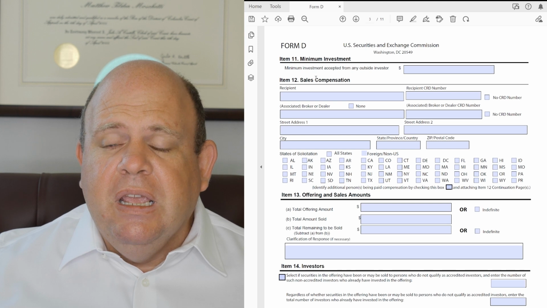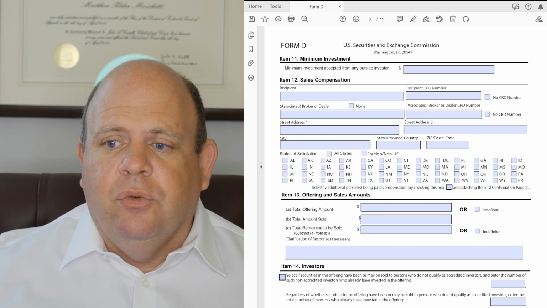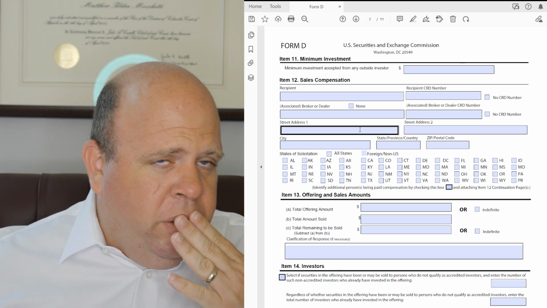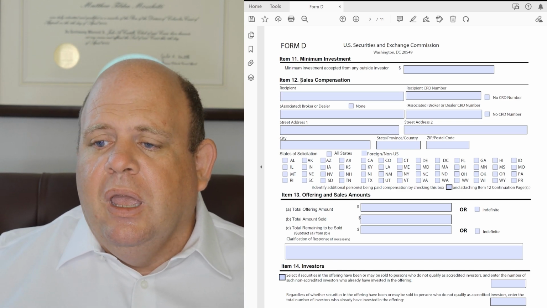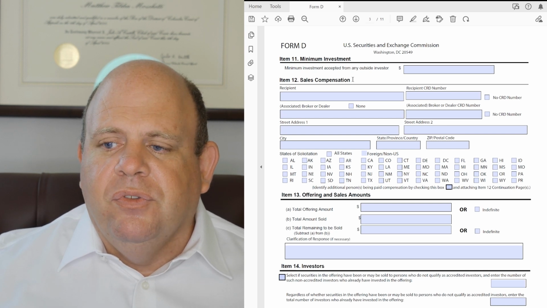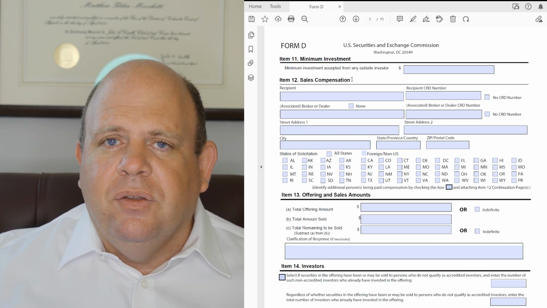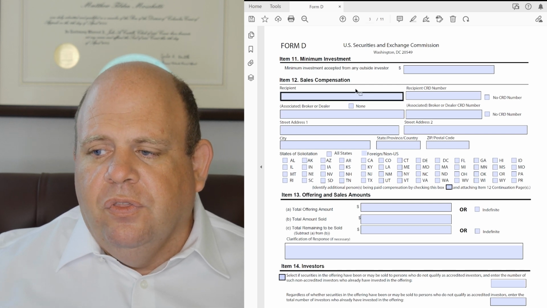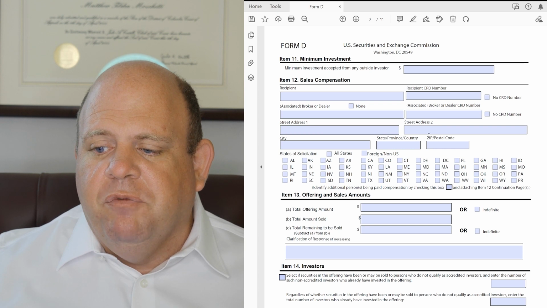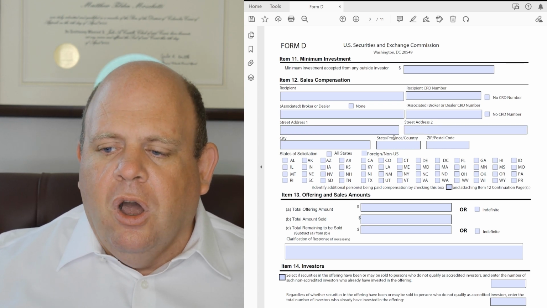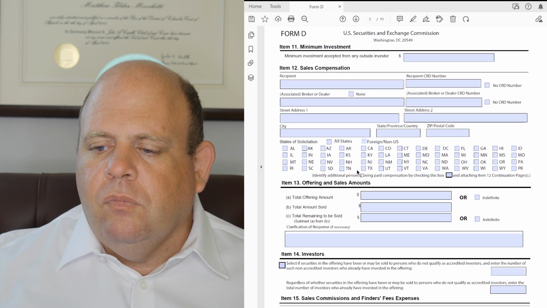Sales compensation: if you're paying a broker-dealer to represent you, this is where that would go. If you were doing anything else, you would not complete sales compensation. You cannot pay sales compensation to a non-licensed broker-dealer. So this part, you would always leave blank unless you specifically had a broker-dealer in your transaction.